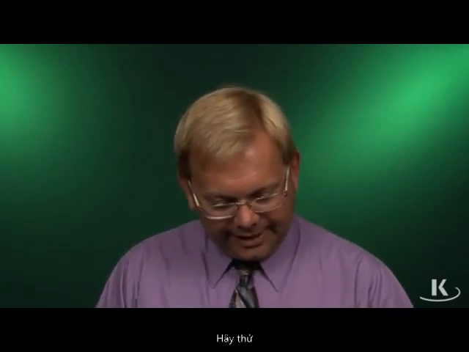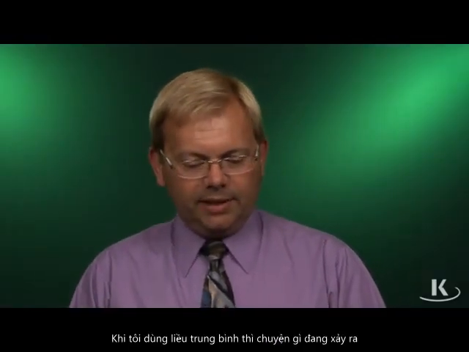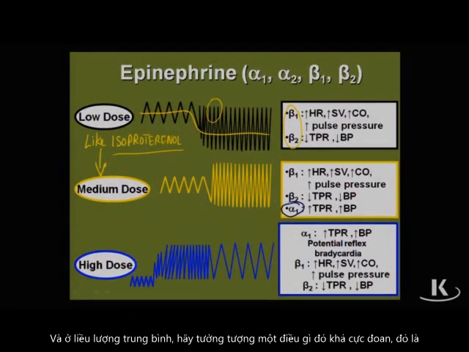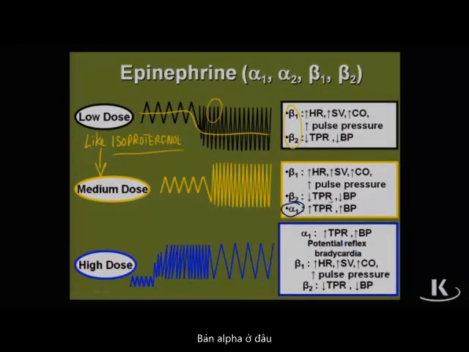Let's try and increase the dose. And as I'm increasing the dose, let's simply go to medium doses. When I'm going to a medium dose, what's happening? Alpha-1 is starting to poke their nose in the pharmacology. And at medium doses, let's imagine something pretty extreme, whereas an alpha-1 vasoconstricts, the beta-2 effect is vasodilating. If that's the case, we would have some actual physiological antagonism. The vasodilation and vasoconstriction could actually cancel each other.